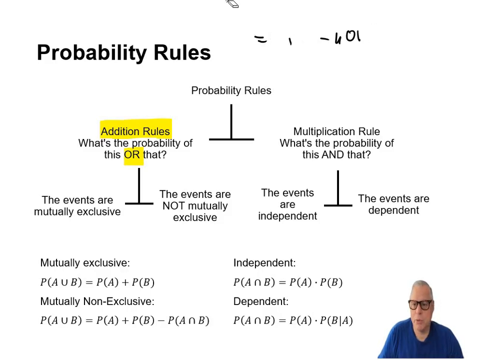Okay, but if your events are mutually non-exclusive, like, what's the probability that when you roll a die you get something which is less than 5 and odd, so that can happen at the same time. Then we have to use the formula: the probability of A union B, or A or B, is the probability of A plus the probability of B minus the probability of A and B.